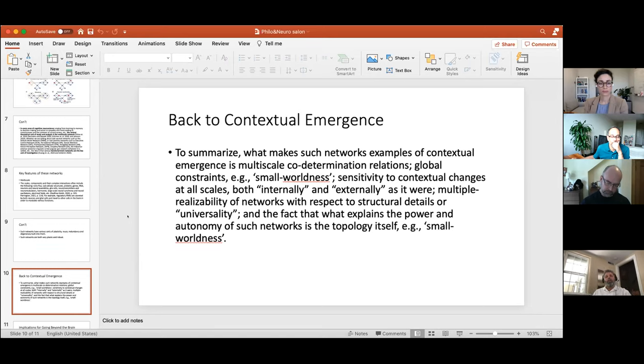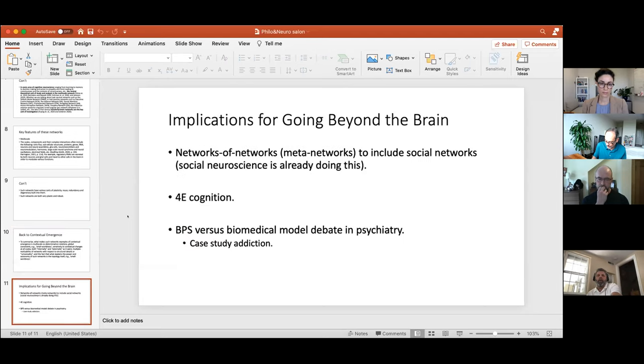So to summarize, what makes such networks examples of contextual emergence? Multi-scale co-determination relations, global constraints, for example, small worldness, sensitivity to contextual changes at all scales, both internally and externally, multiple realizability of these networks, which others pointed out with respect to structural details, what we might call a kind of universality in biology, and the fact that what explains the power and the autonomy of these networks is the topology itself. It's the small worldiness that does the explaining here. Again, other people pointed that out as well. And we could talk about power laws and scale free and so on, but I think you get the idea.